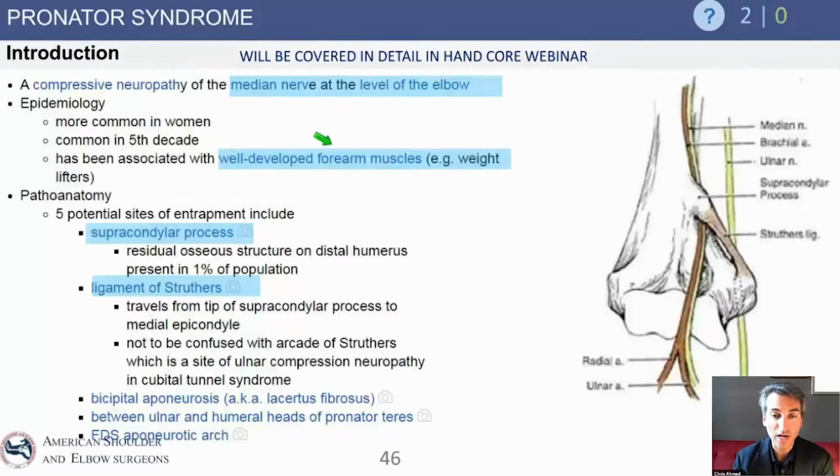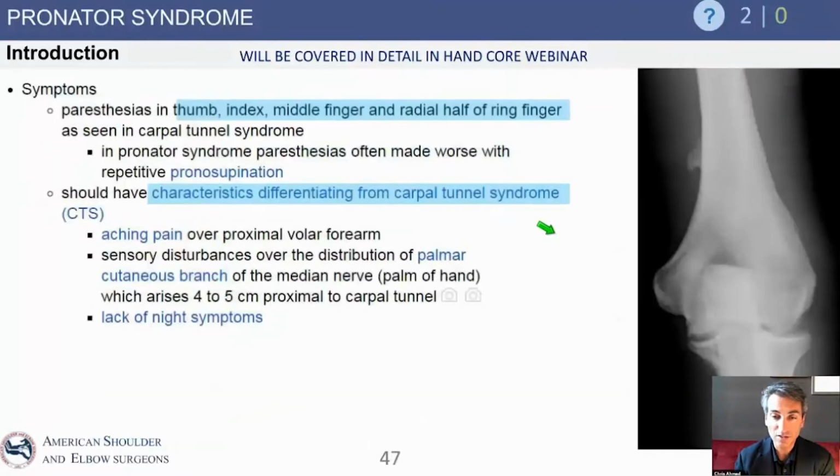The muscles around the forearm, the pronator especially, if they become overly developed, just like the triceps on the ulnar nerve, these muscles become overly developed, they can cause the compression. You also have local anatomies such as the supracondylar process and the ligament of Struthers that can also cause an entrapment site. And you can see here a characteristic X-ray finding of that type of anatomy that will compress the median nerve. So the symptoms in this case are thumb, index, middle finger, and radial half of the long finger.